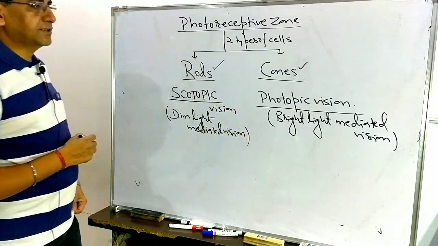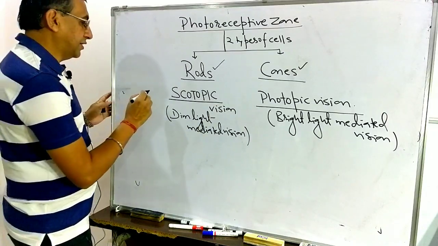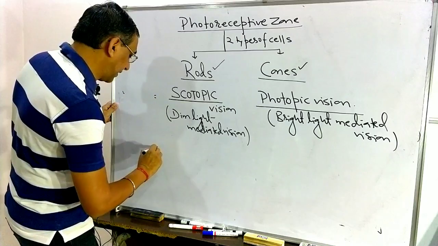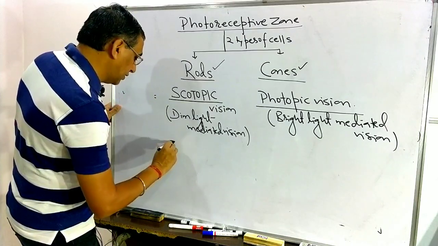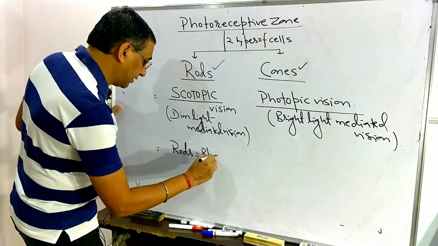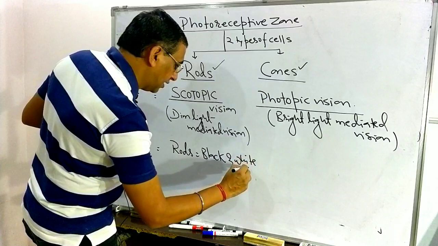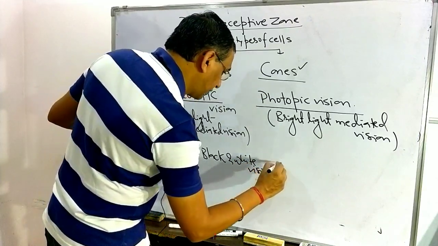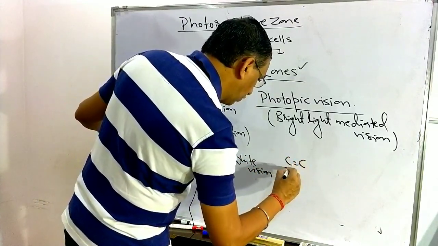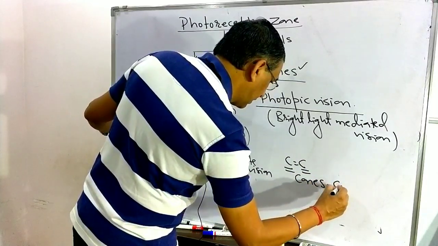Photopic vision is the bright light mediated vision. You have to remember. Second point, rods are for dim light, related with black and white vision. And you have to remember C for C: cones are for color. Cones are for the color vision.